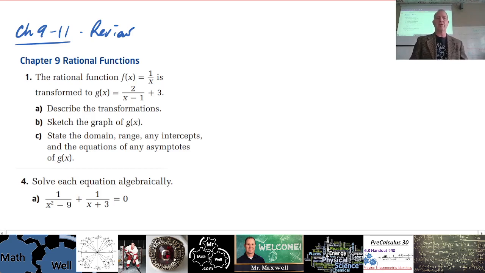Okay, so chapter 9 was talking about rational functions. Rational functions, of course, are functions that include a polynomial on the top in the numerator and a polynomial in the denominator. That's the big thing. There's an x in the denominator, okay? So that's something new. We also did transformations of these kind of functions. So a 1 over x graph is simply a 1 over x graph.